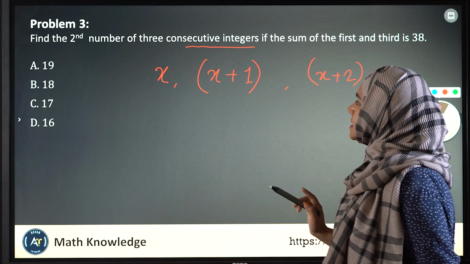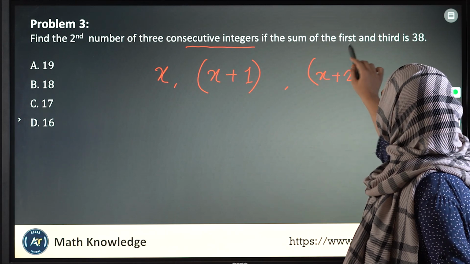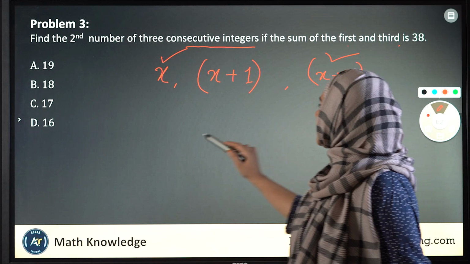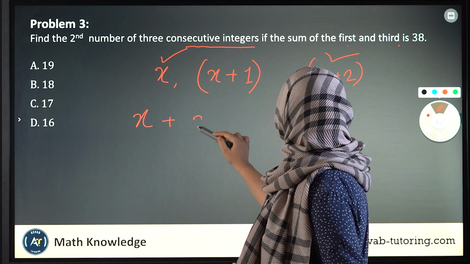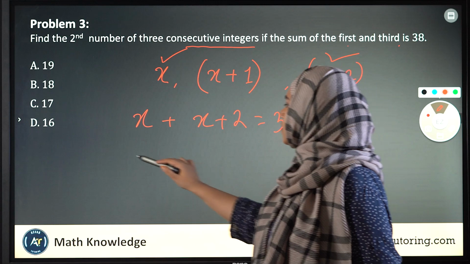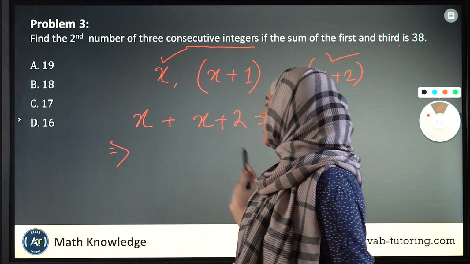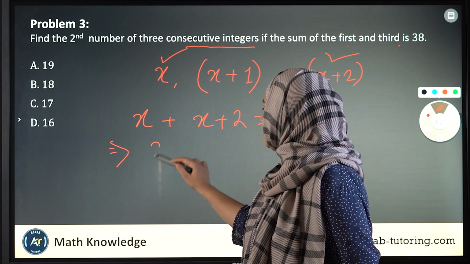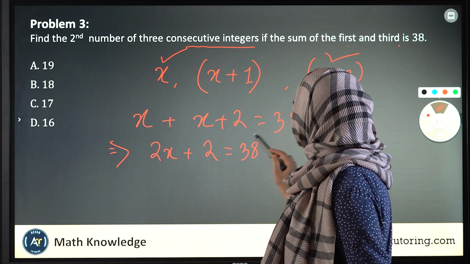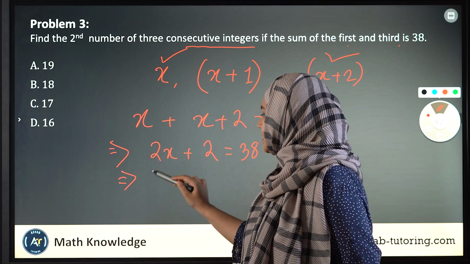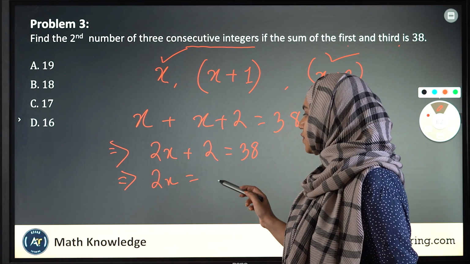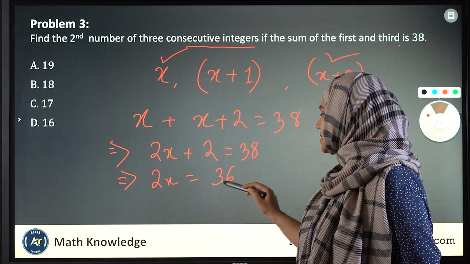All right? Then the question says the sum of the first and the third is 38. This is the first number and this is the third. So we can write x plus x plus 2 equals 38. In doing so, we can add up x and x together, which is going to be 2x plus 2 equals 38. Now, if I simplify it, 2x, putting 2 on the other side is going to be negative 2. So 38 minus 2 is 36.